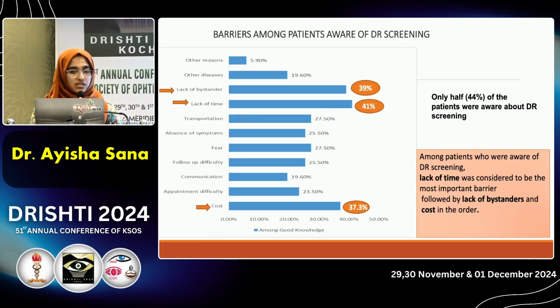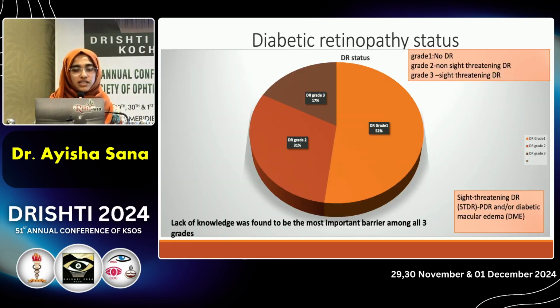Among the patients who were aware of diabetic retinopathy, we found that lack of time or inability to find time for screening was the most important barrier, followed by lack of bystanders and cost, in that order. We classified the study population into 3 groups: those with no diabetic retinopathy, those with non-sight-threatening diabetic retinopathy, and those with sight-threatening diabetic retinopathy. Lack of knowledge was found to be the most important barrier among all 3.